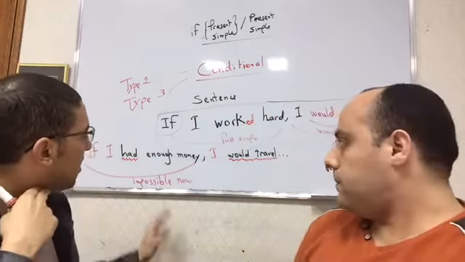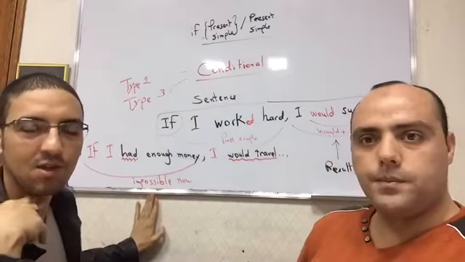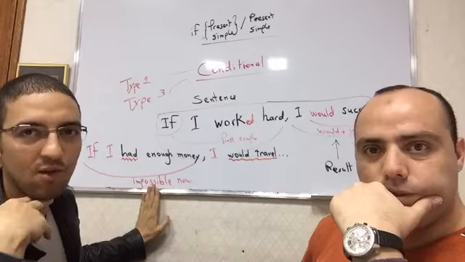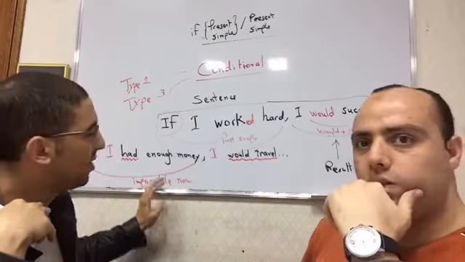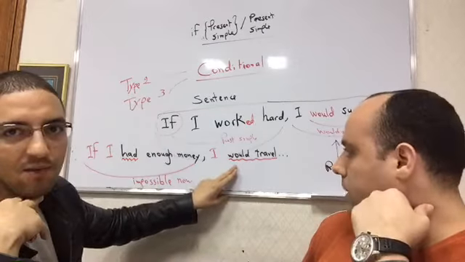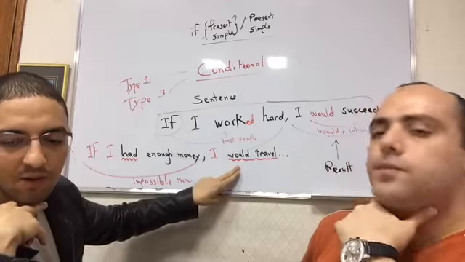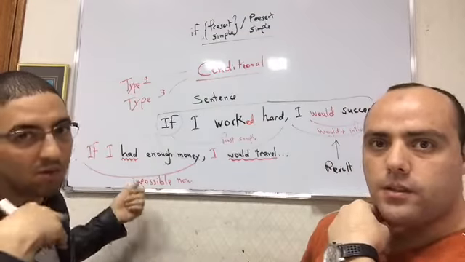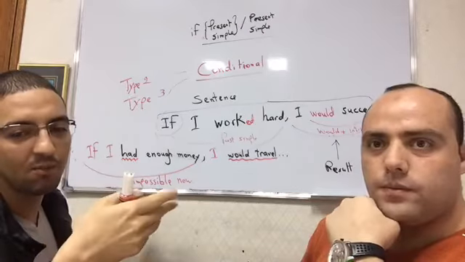Now here, of course, you can ask someone this question: do you have money? Do you have enough money? If you don't have enough money, that means that it's impossible to achieve this. So the result is impossible or is unlikely to happen because you don't have money. So it's just like I'm wishing.